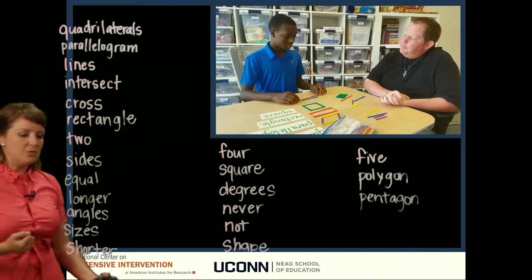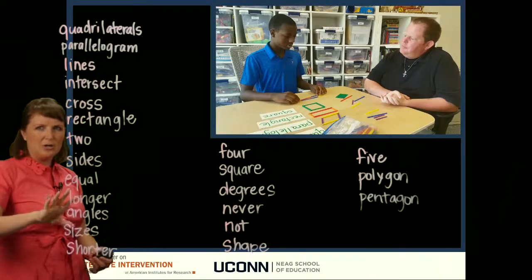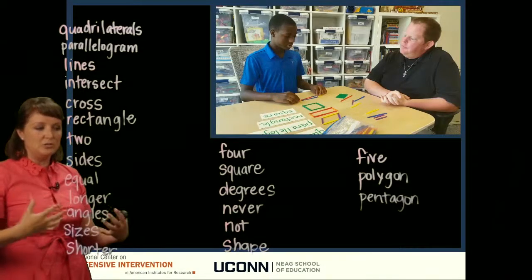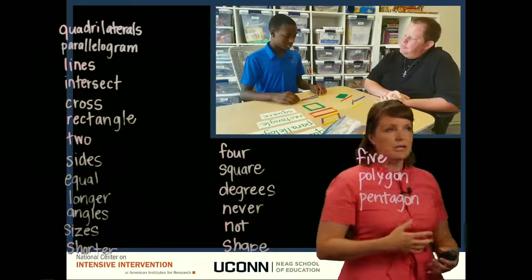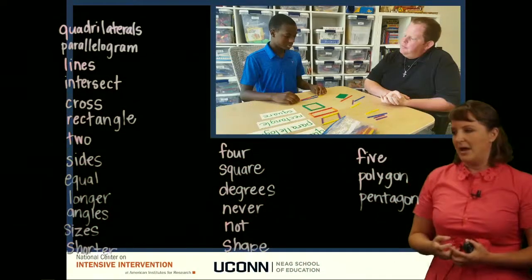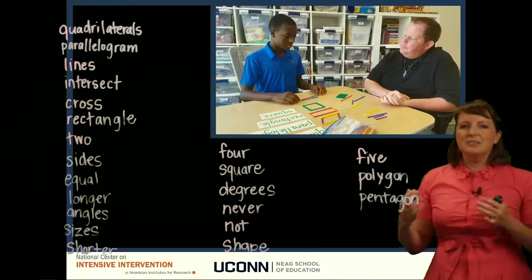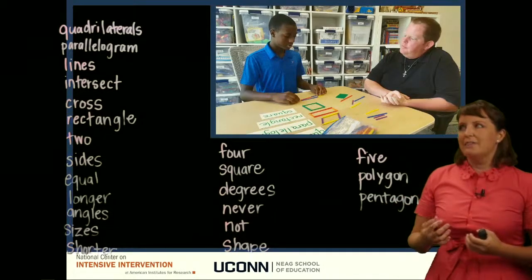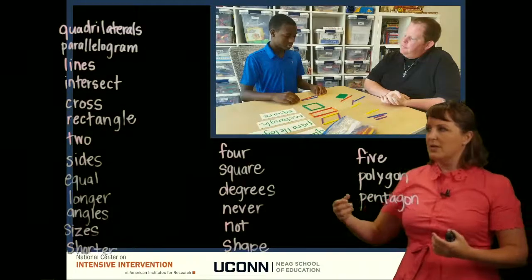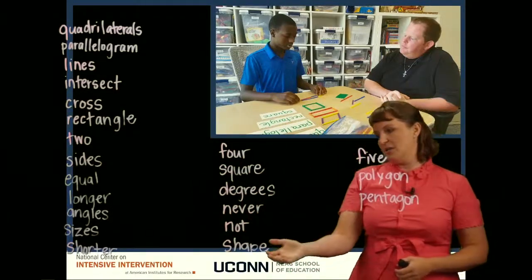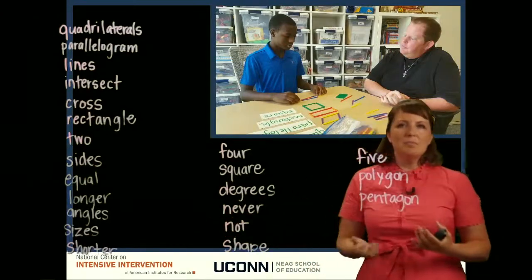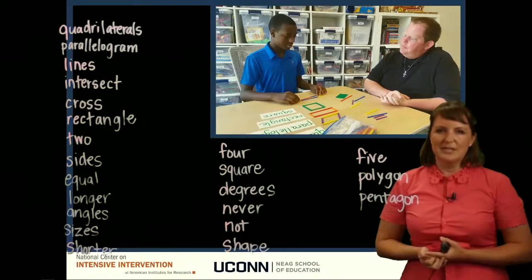And then we have general terms. So I would say shorter and longer are a little bit more general terms, but used in mathematics. Never and not are definitely general terms, but they were used in a mathematical way. So lots of different words here, and if Eric had difficulty understanding the word rectangle, degrees, shape, and not, it would be more difficult to handle this lesson.